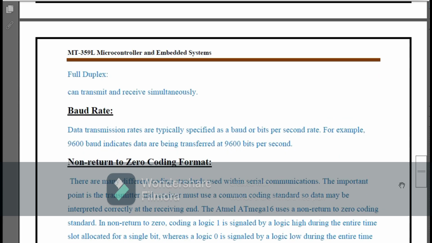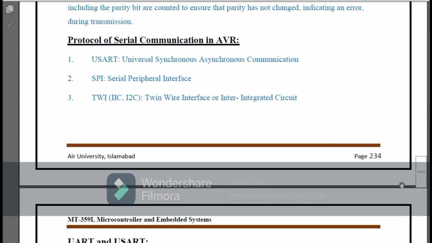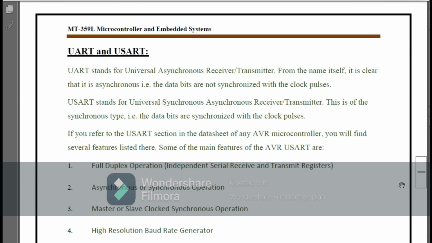After which we have some introduction and details about serial communication. Here we have the protocols of serial communication in AVR: USART, Universal Synchronous Asynchronous Receiver Transmitter; SPI, Serial Peripheral Interface; and TWI or I2C, Two Wire Interface or Inter-Integrated Circuit. In this lab we are going to use USART communication.